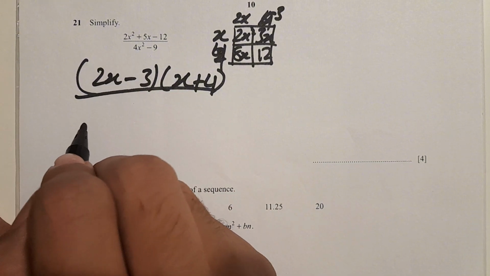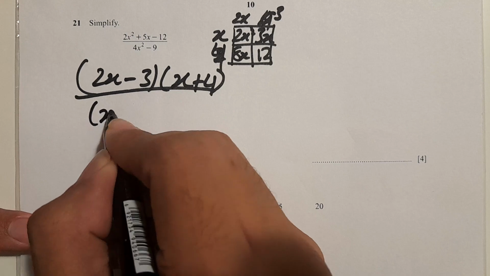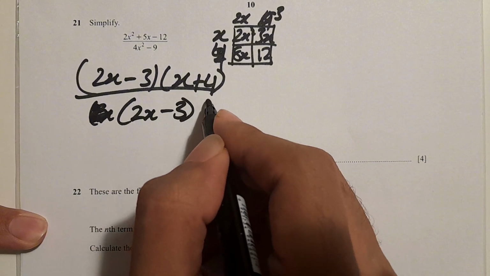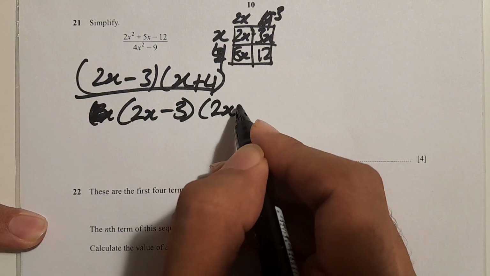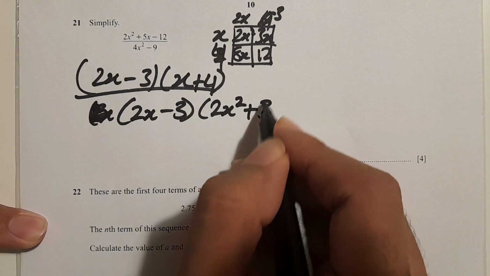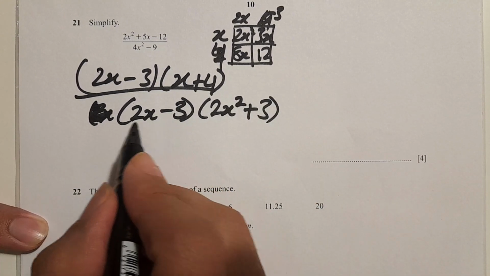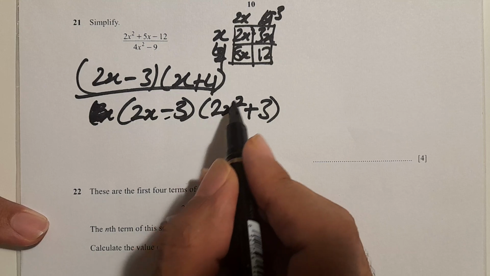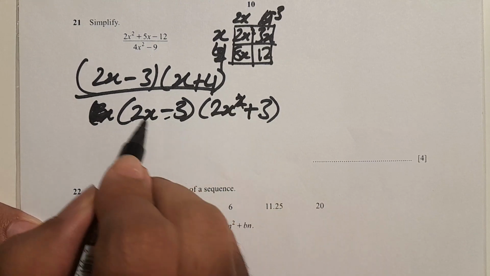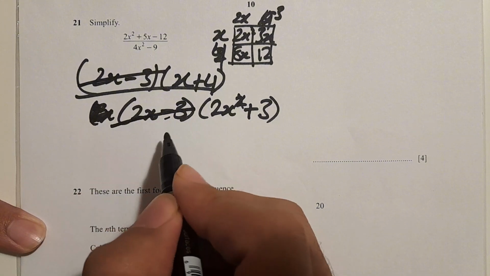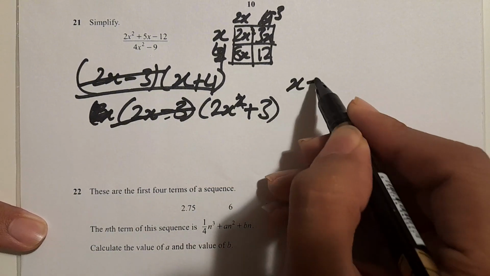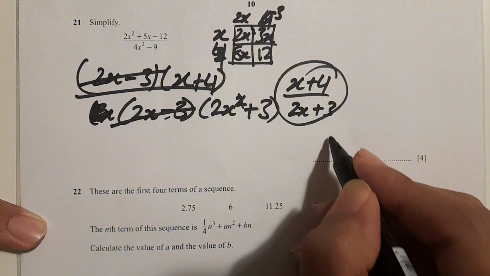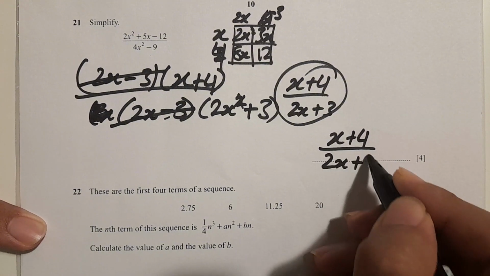So we will write this as a square, which is 2x minus 3, and here we will write 2x plus 3 like this. So if we have 2x multiplied by plus 3, which will be 6x, and then we will multiply minus 3 by 2x, which will be minus 6x, so it will be cancelled out. So we have 2x minus 3 and 2x plus 3, and we are left with x plus 4 divided by 2x plus 3. So this will be the final answer. So we will write x plus 4 divided by 2x plus 3.